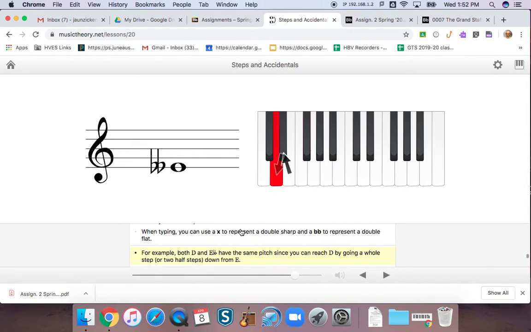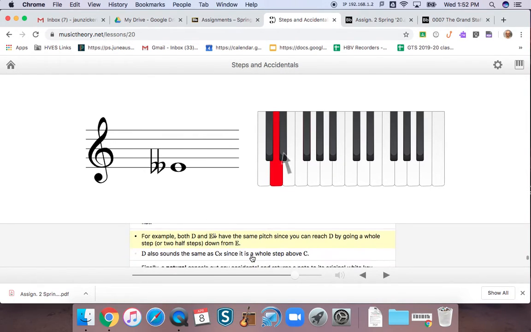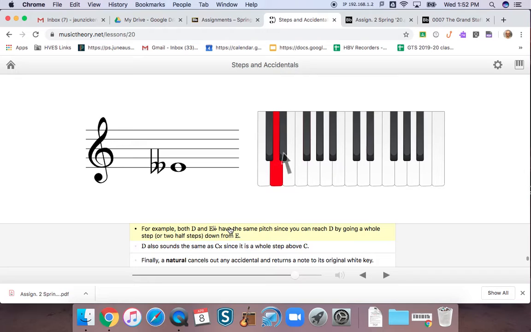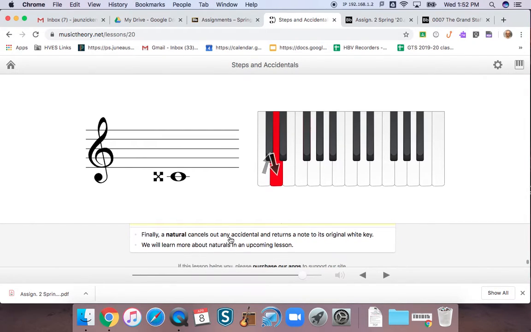Okay, so for example, both D and E double flat have the same pitch, since you can reach D by going a whole step, or two half steps, down to E. That's quite a mouthful. So that's just something to be aware of. It's not going to really matter that much to you as far as your grade goes in this class. And look at that, that's the same note. This symbol can be the same key on the piano as this one. But why would you care about that? You wouldn't unless you were playing at a more intermediate to advanced level.